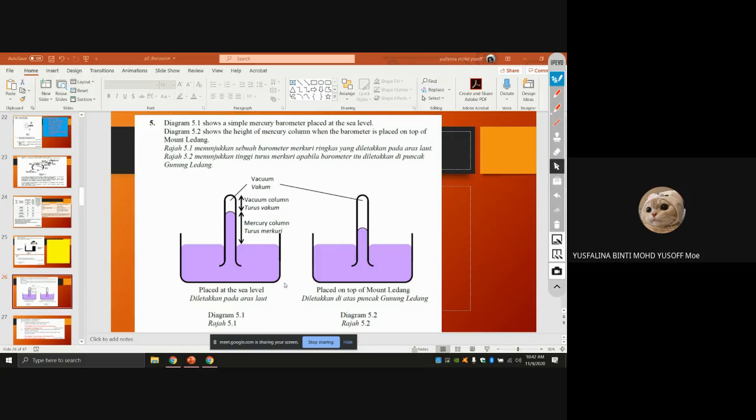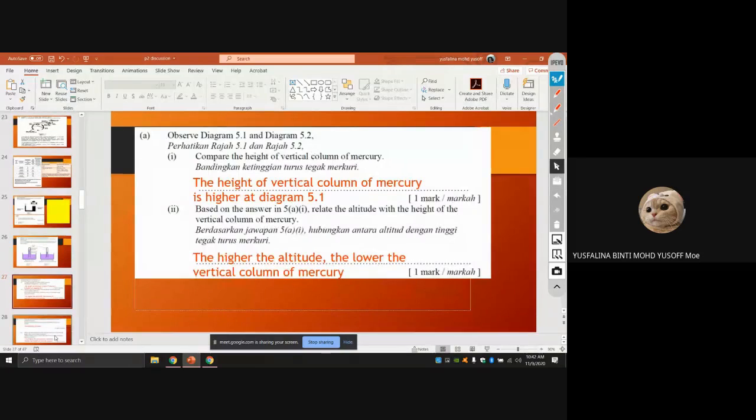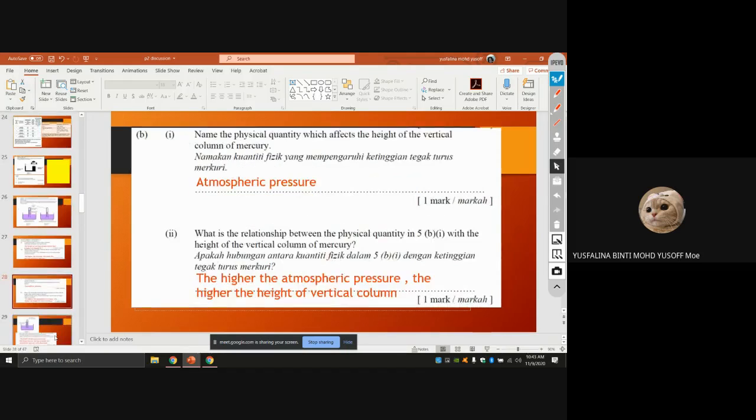All right. The next one, you have to compare the height. The height of the vertical column of mercury is higher at diagram 5.1. Then you have to relate the altitude with the height of the vertical column of mercury. So the higher the altitude, the lower the vertical column of mercury. Next, name the physical quantity which affects the height of the vertical column of mercury. This one is atmospheric pressure.